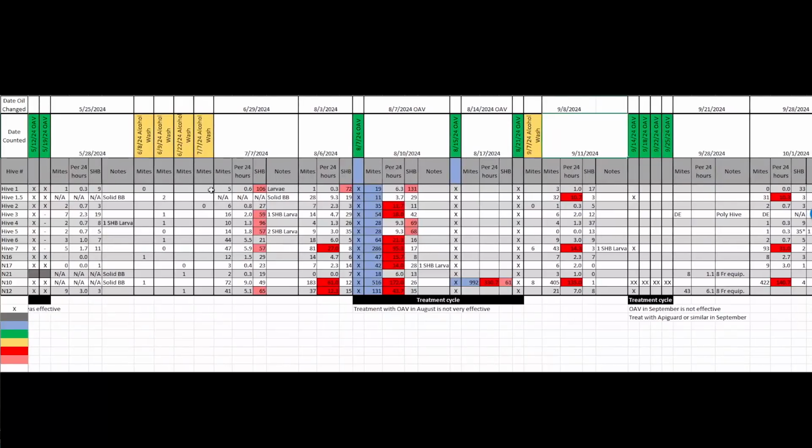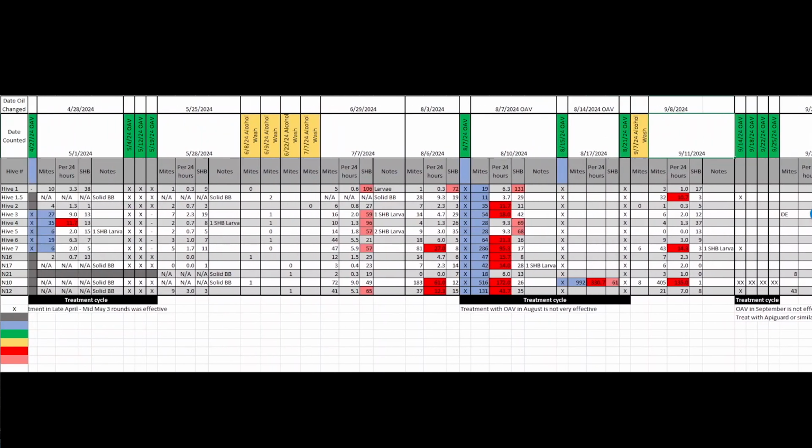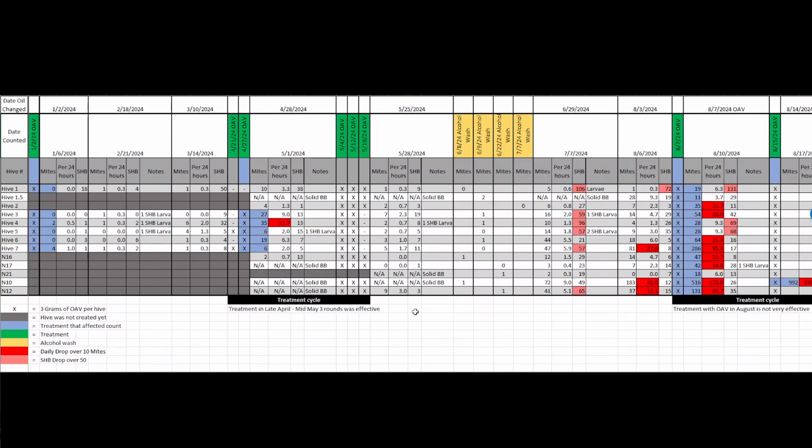So June, July, and August are our small hive beetle months. And we did start using GrubX this year, and that seemed to be somewhat effective for us. And I think we will continue using that.